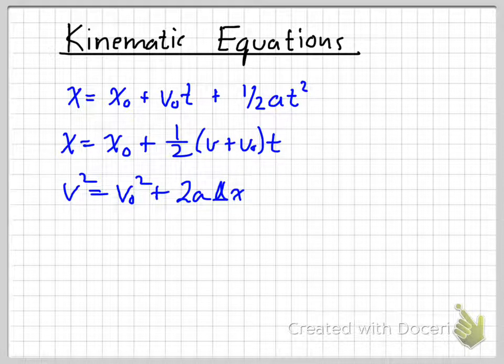Remember, we have three other kinematic equations that we can use to figure out the position or time that's going to take an object to move someplace, or the acceleration. X equals initial position plus initial velocity times t plus 1/2 at squared. That's the first one. Position equals initial position plus 1/2 parentheses velocity plus initial velocity times t. That's the second one. And then the third one, velocity squared equals initial velocity squared plus 2 times the acceleration times the change in x. Write that a little bit neater.